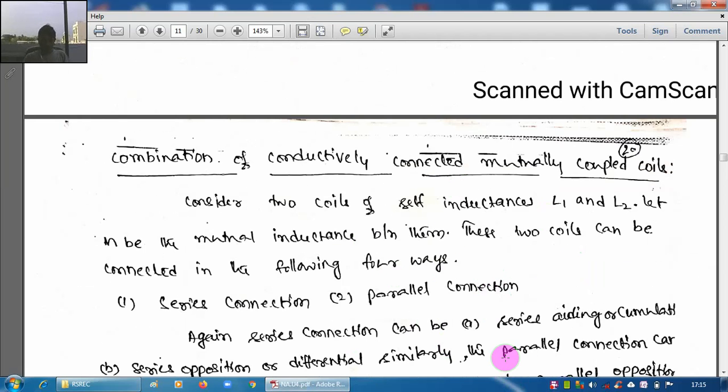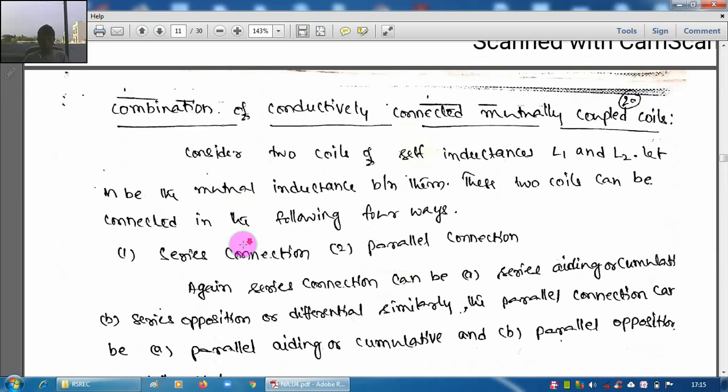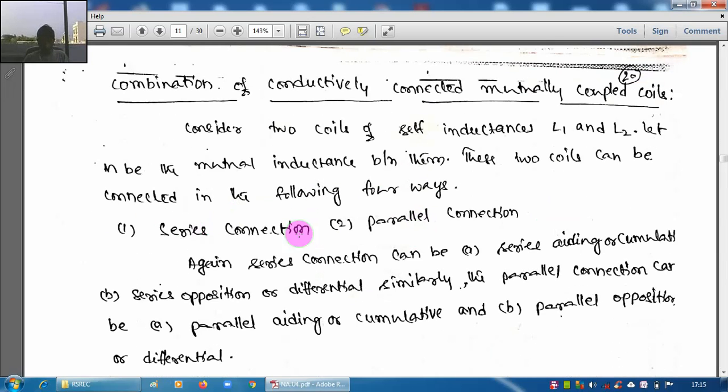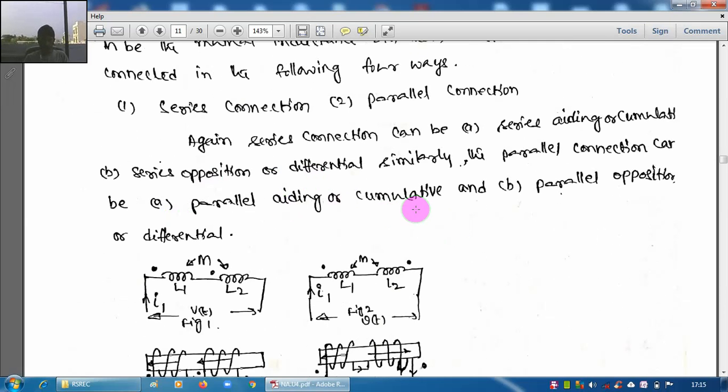Next, these two magnetically coupled coils can be connected either in series or in parallel. See here, consider two coils of self-inductances L1 and L2. Let M be the mutual inductance between them. These two coils can be connected in the following four ways. Series connection can be connected in series aiding and series opposing. Parallel connection also in aiding mode and opposing mode. That is mentioned here: parallel aiding or cumulative and parallel opposition or differential.